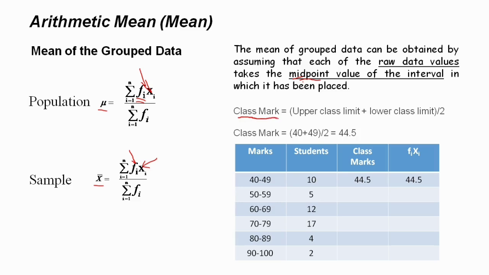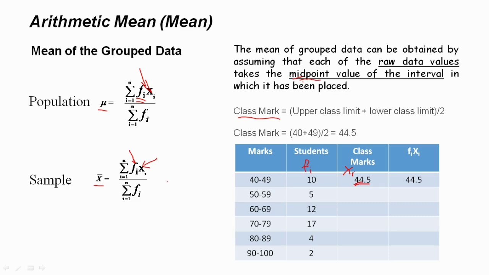As you can see, the class mark, or in general the midpoint, equals the upper class limit plus lower class limit divided by 2. From this we can find the midpoint. The midpoint for this class is 44.5, that is 40 plus 49 divided by 2. This class mark is nothing but the value of xi. Remember that. The frequency is the number of students who got marks in this range.